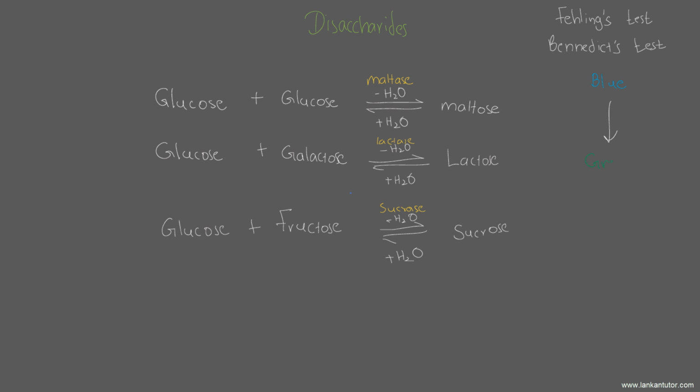The first thing to remember is that it starts off blue and then it turns green, and eventually, if it shows a presence of reducing sugars, a brick red precipitate finally forms. And if it doesn't show any precipitate, that means there are no reducing sugars.